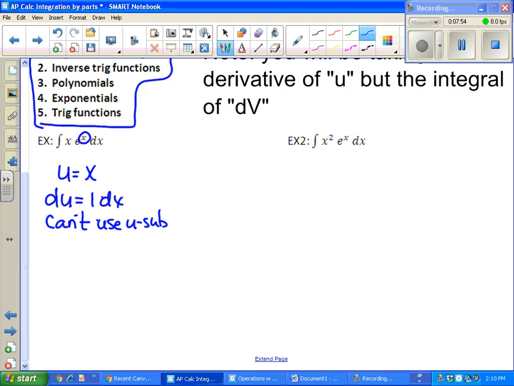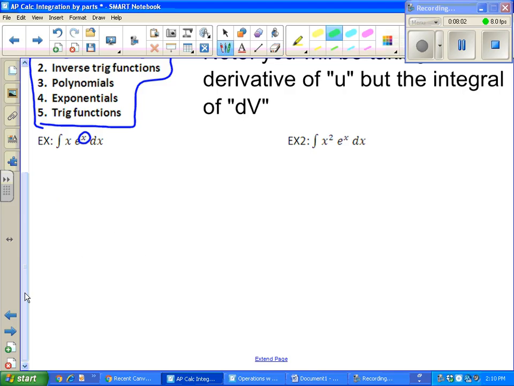We've tried it. We took a look at it, and that's what you should always do: try u sub first. Integration by parts should not be your immediate go-to. So here's what I'm going to do. I'm going to pick my u to be something easy. So the first thing I'm going to do is polynomial. So I'm going to let u be the polynomial x. That means that I'm going to let e to the x dx be the dv.